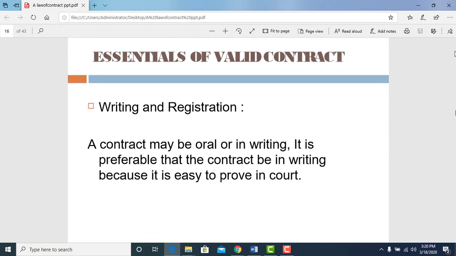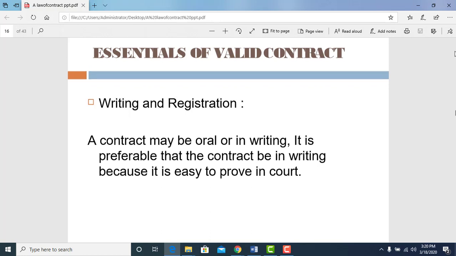Writing and registration. A contract may be oral or in writing. It is preferable that the contract be in writing because it is easy to prove in court.